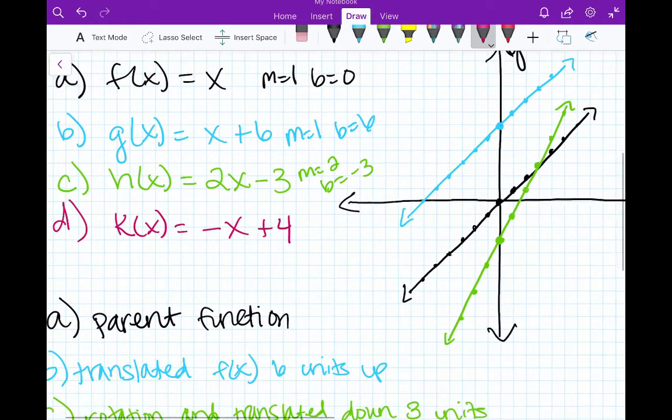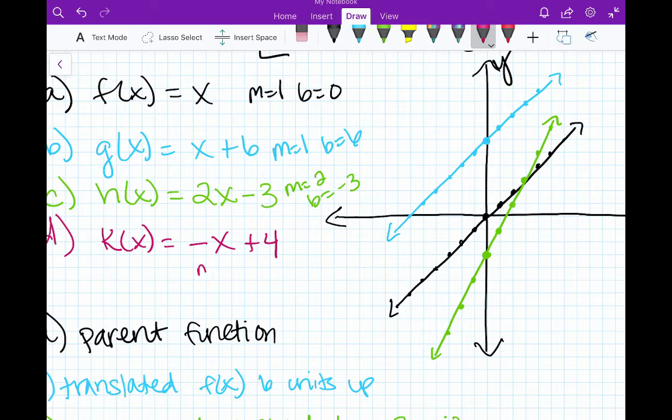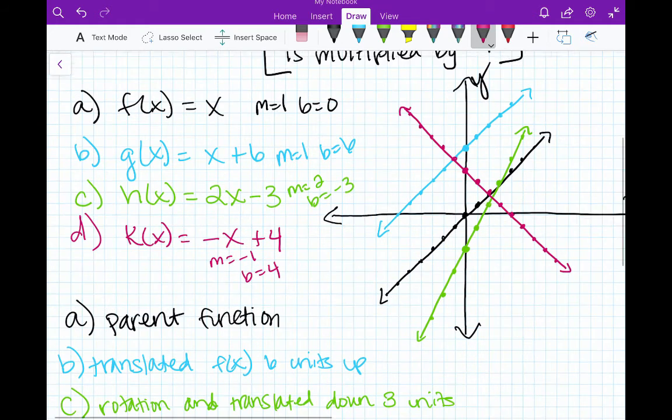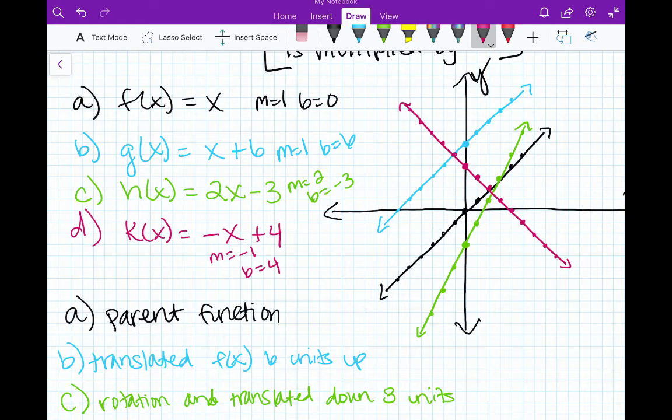All right, lastly, we're going to look at k of x equals -x plus 4. The slope is -1. The y-intercept is 4. So I'm going to start on the y-axis at 4, and I'm going to move down 1 over 1, or up 1 and to the left 1. This line has a negative slope, so I want to make sure that my line is falling from left to right. So what's happening between f of x and k of x?